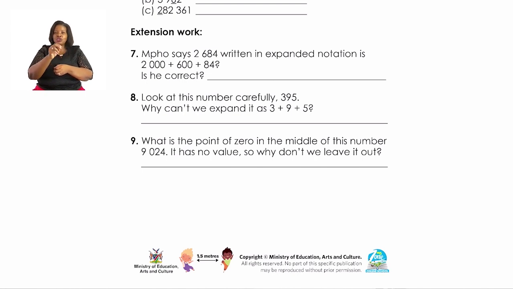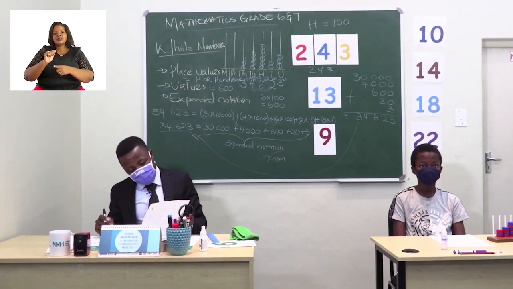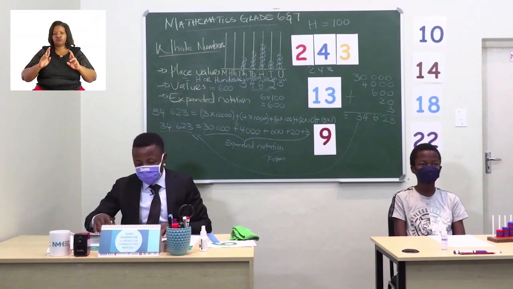The last one: what is the point of 0 in the middle of this number, 9024? It has no value, so why don't we leave it out? So you have to give a reason there. So number 8 and 9, you have to give reasons. You have to go through what I have said and pick up the reason. Why are we not leaving it out? So that is the activity. I hope and wish you would do it right.